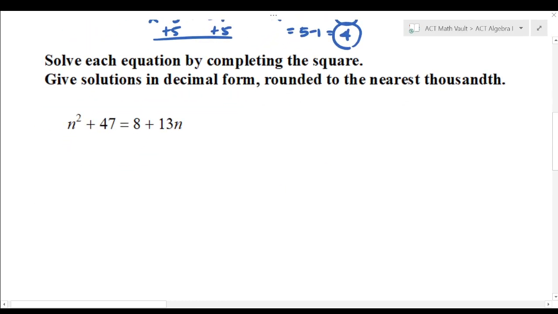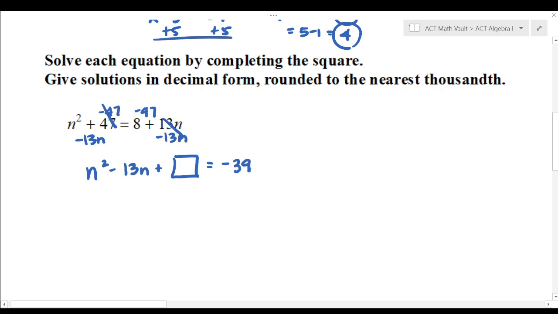Okay, this problem, we need to move some things around as well. We want that constant number on the right side, and we want the b term on the left side. So I want to get the b term over here, and I want to get the constant term over here. Okay, so those will cancel, and we're left with n squared minus 13n plus something equals negative 39 plus something.